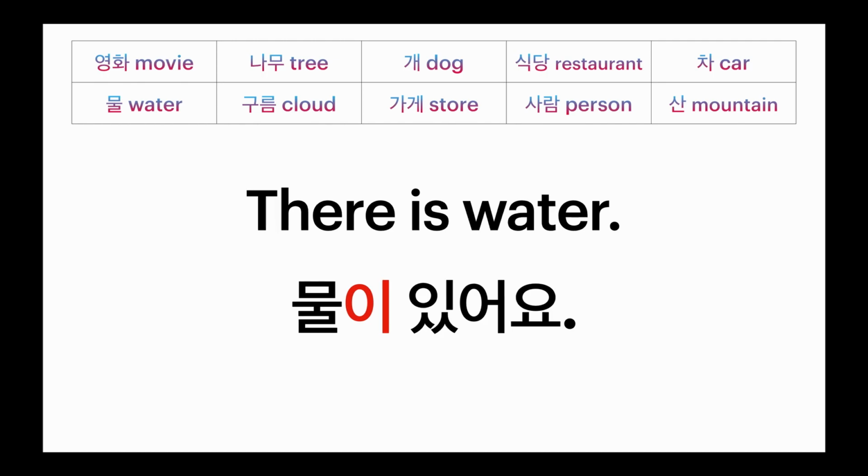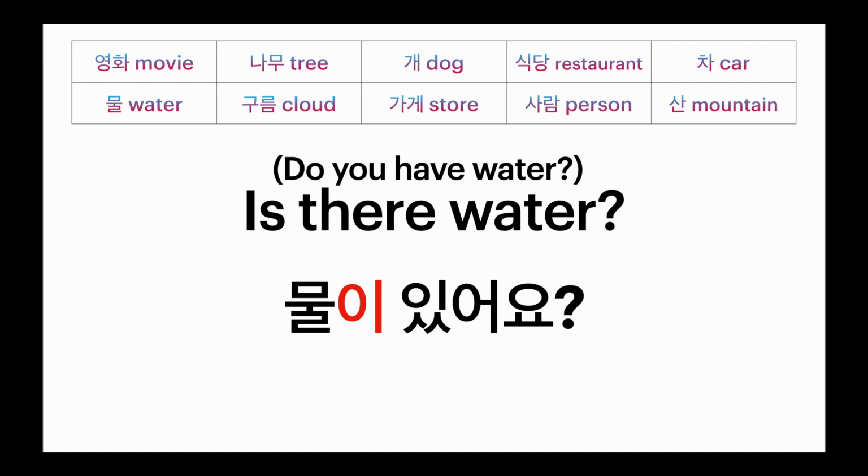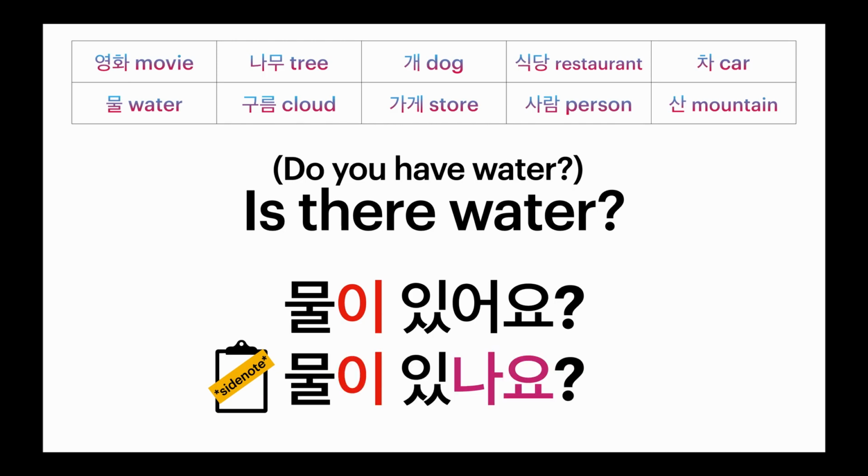Now let's go back to this sentence, there is water. If you wanted to make this a question and say, is there water? Or do you have water? Just add a question mark when writing and raise your voice when speaking, and this will become 물이 있어요? Another quick side note is that you might sometimes hear this in question form as 물이 있나요? The way that I learned this was that adding 나요 to a question sort of softens it. Translating it in English to something more like, do you perhaps have any water? Any chance you have some water?